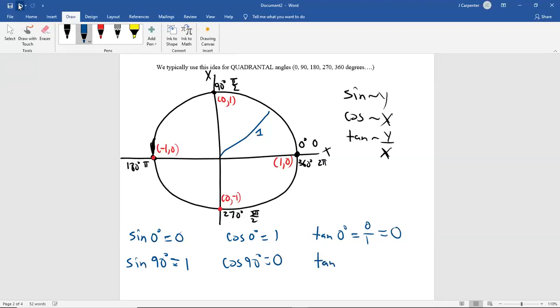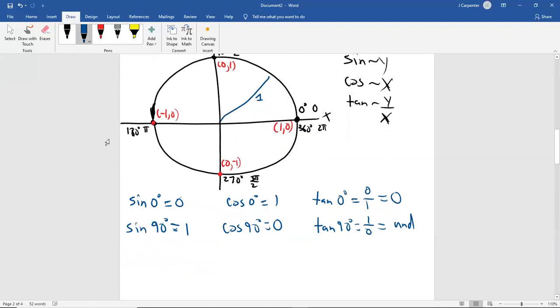How about the tangent of 90 degrees, or tangent of pi over 2, since that's 90 degrees? Tangent's the ratio of y over x. 1 over 0, which is undefined. So it's not just the reciprocal functions that can be undefined. Sometimes these could be undefined too. It's only the tangent, though. Sine and cosine are always defined.